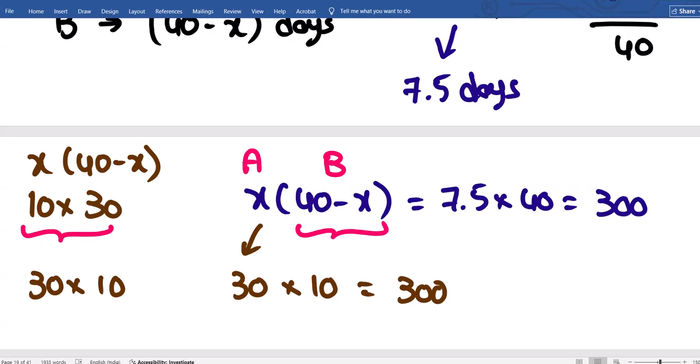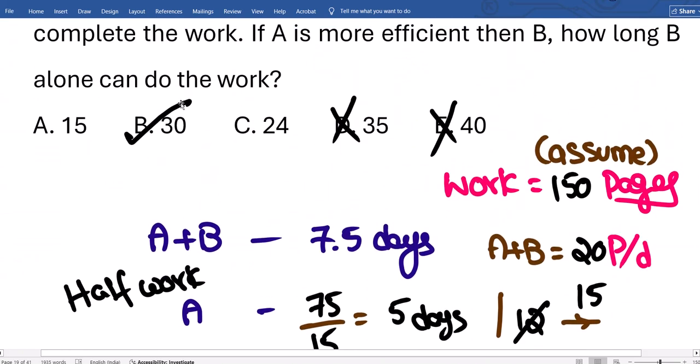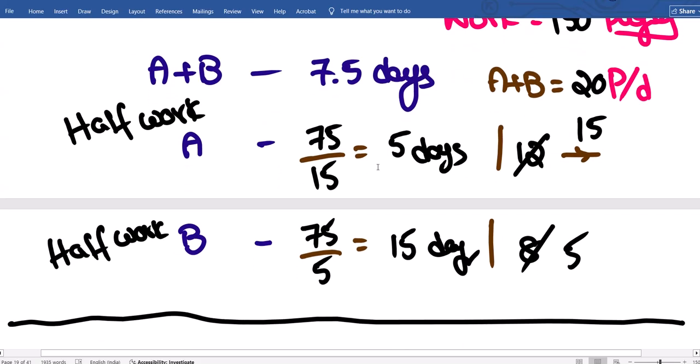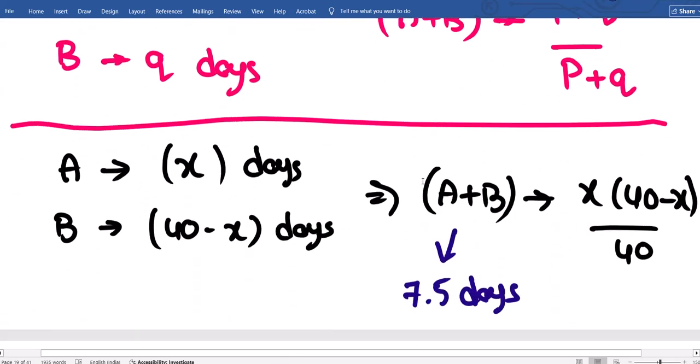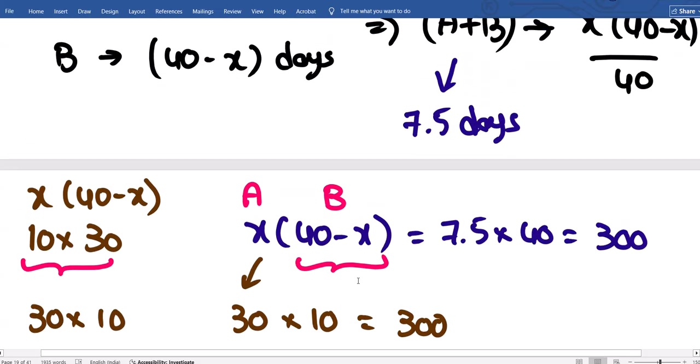Same answer. What you people did with trial and error and all, the same answer 30. This is trial and error. Half of the work 5 and 15. Full work is 10 and 30. A 10, B 30. So that's what you can observe. B alone 30. A alone 10. Whether 30 into 10 or 10 into 30, how I decided is A more efficient. A should be less. Now, any doubt in this approach?